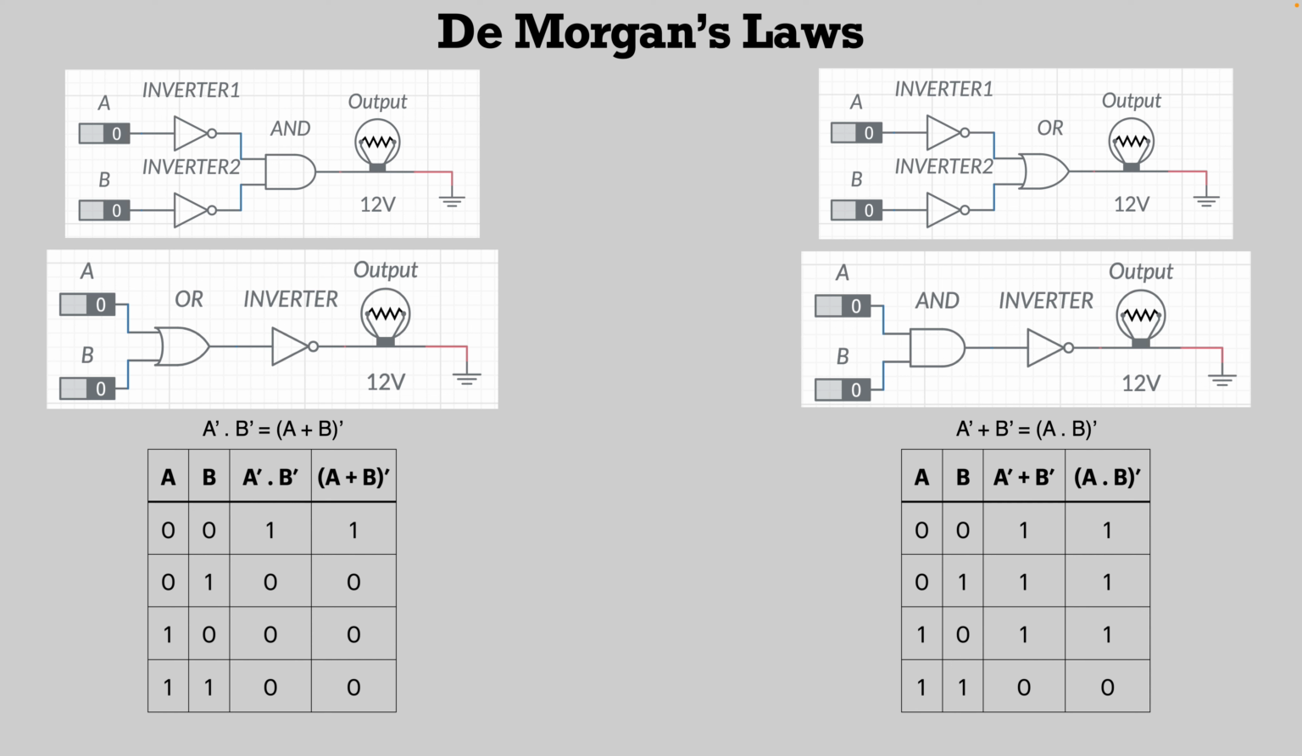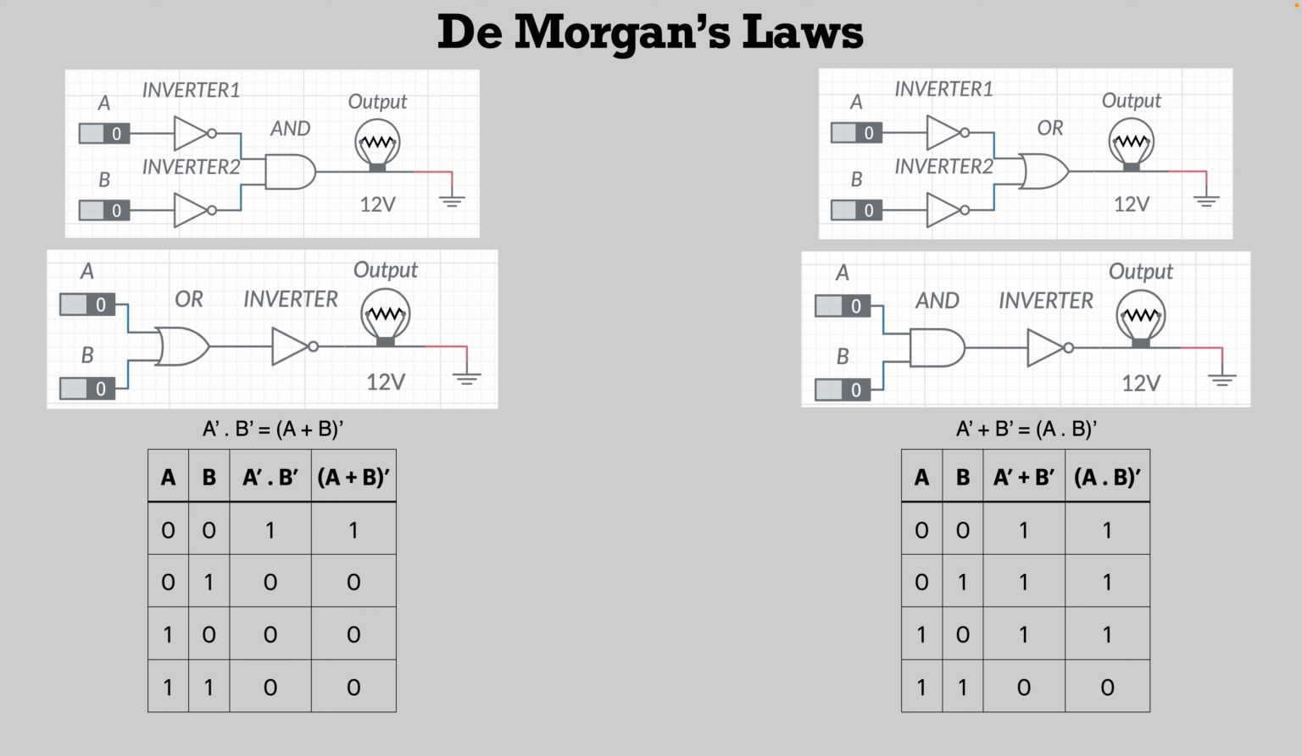First on the left, NOT A AND NOT B is equivalent to the inverse output of A OR B. So you take the normal A OR B, and whatever the result of that is, you invert it. You can see the truth table for that. In both cases, you only get a 1 if both A and B are 0.